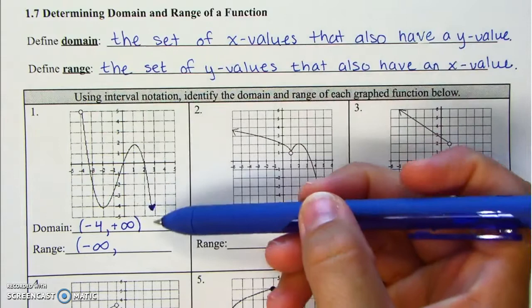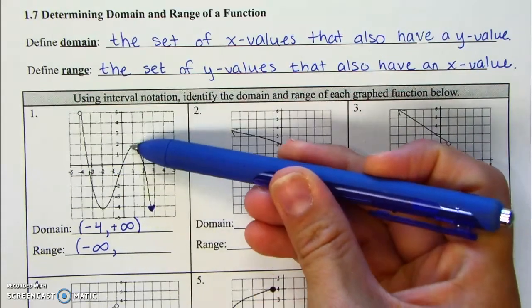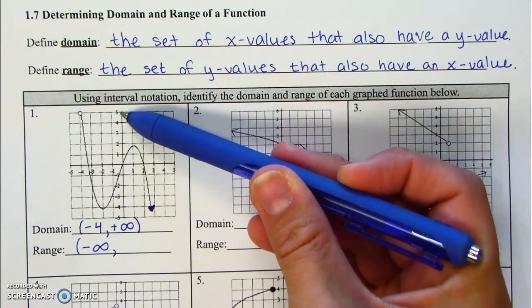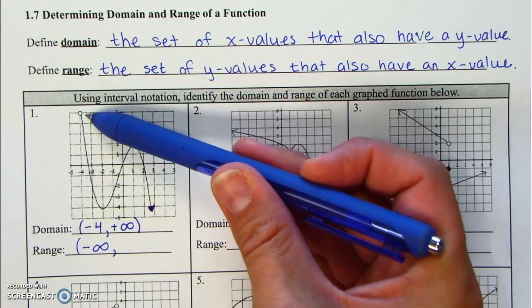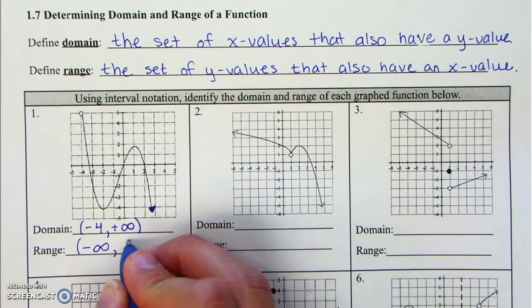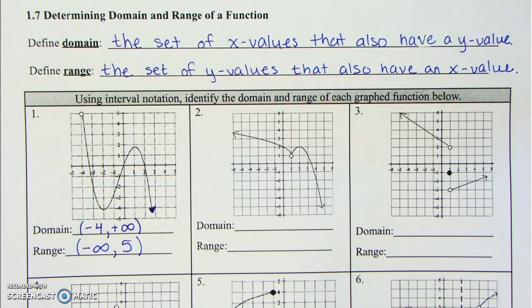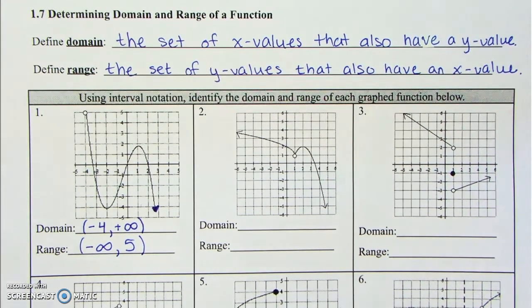Sorry. So now we're coming up, and what's our highest y value? We have a point here at 5. Is that 5 included or not included? It's going to be not included, so we're going to have a parenthesis for the whole. All right, let's do another one.